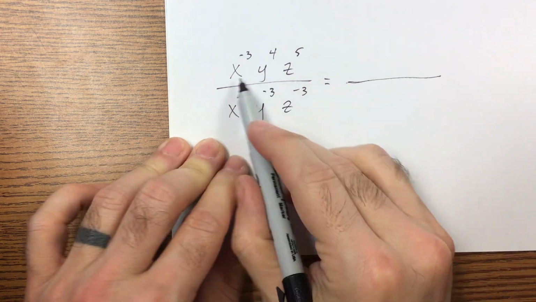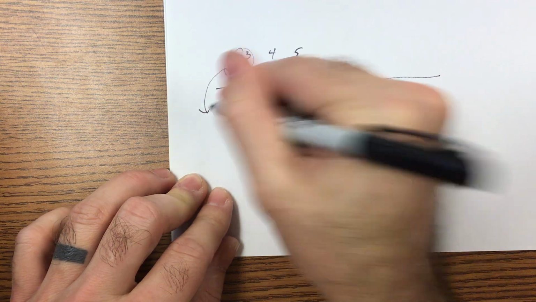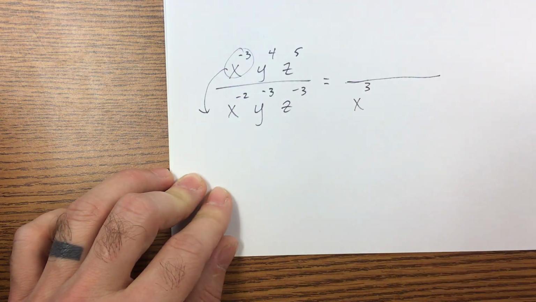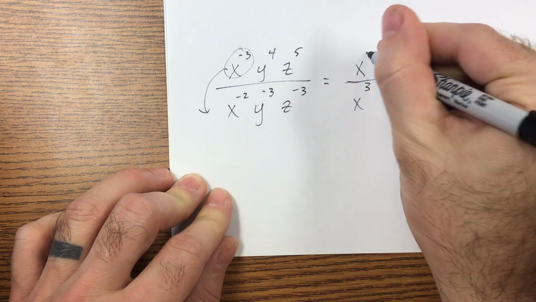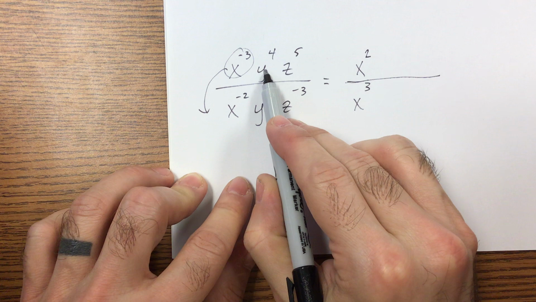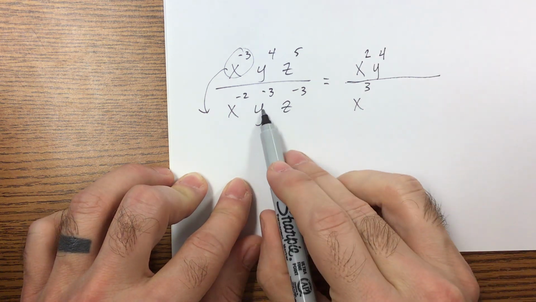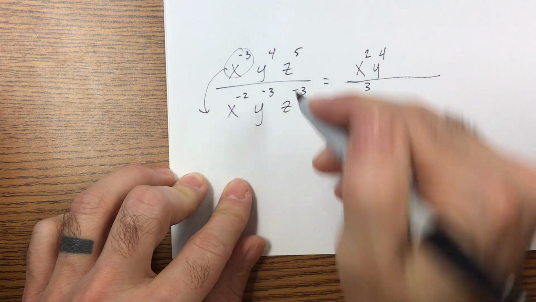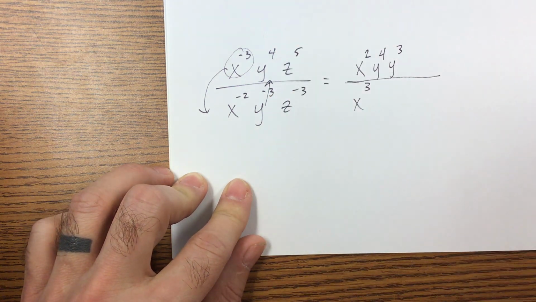So let me ask you, should we move this x to the negative third? Yep. That needs to come downstairs. Should we move this x to the negative second? Yep. That needs to go upstairs to become positive. Should we move this y to the fourth? No, it's already positive. Leave it. Should we move this y to the negative third? Yep. Better move it up. Y to the third moves up.